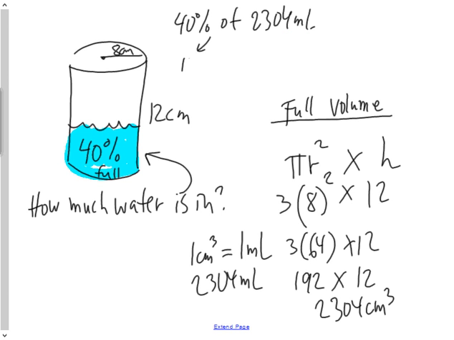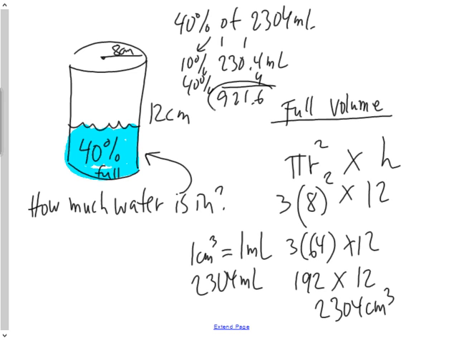And you go 10%. I move the decimal for 10% would be 230.4 milliliters, and therefore 40% would be 4 times that. So if I take 230.4 and multiply it by 4, I get 16, carry the 1, 12, carry the 1, and 9, 1 decimal place.